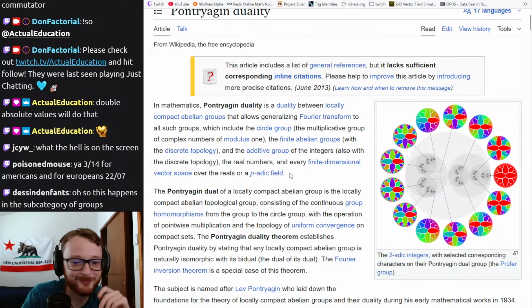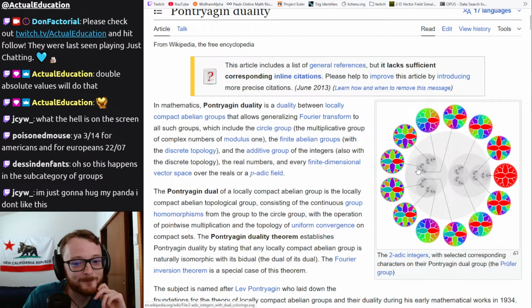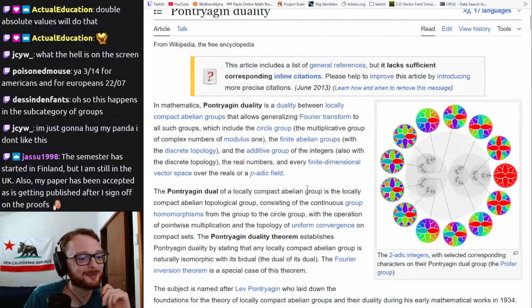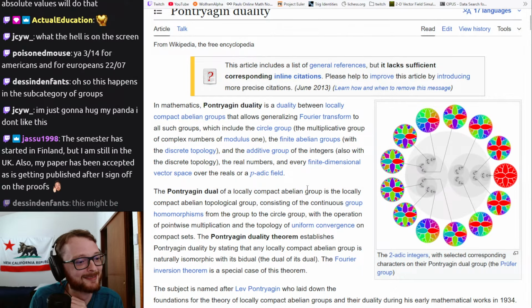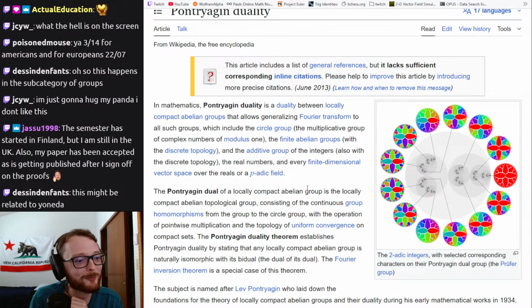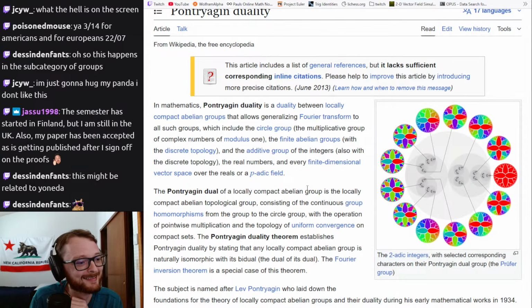Yeah, I don't know what this is. There's a pretty picture though. The opposite values will do that? They will, yeah. Sometimes in a subcategory of groups. Fair. Just gonna hug my panda.